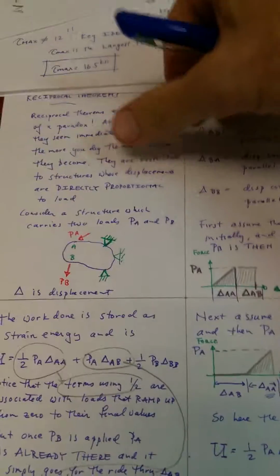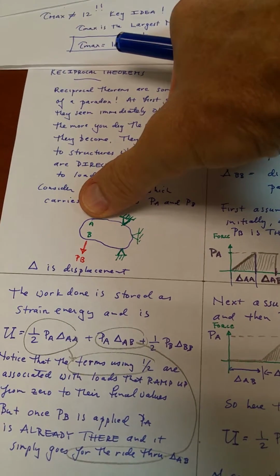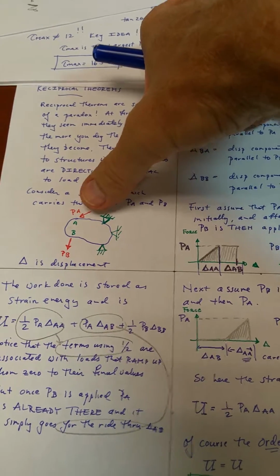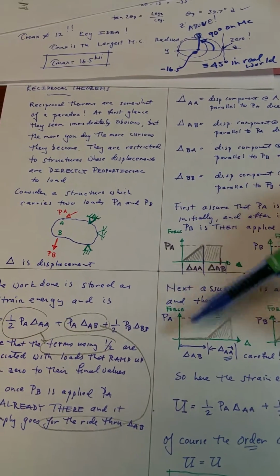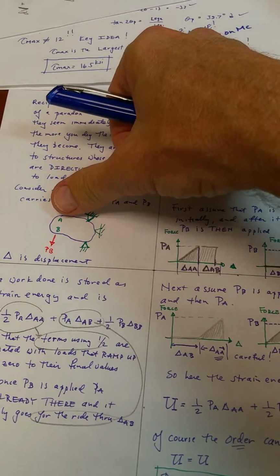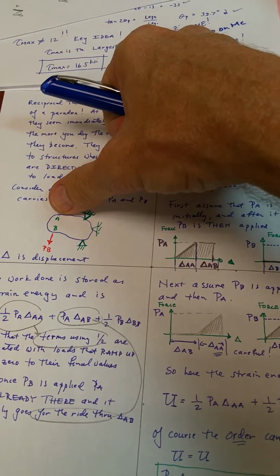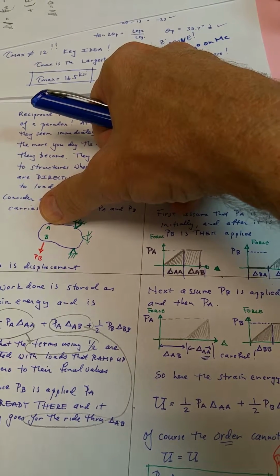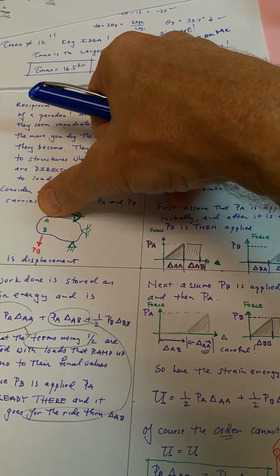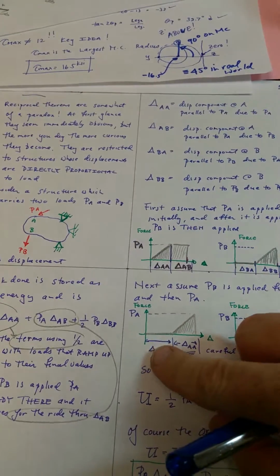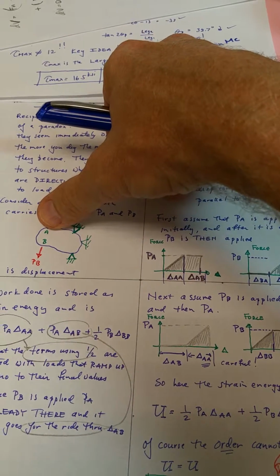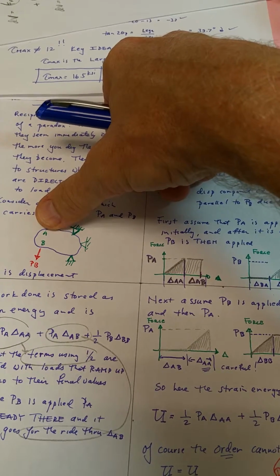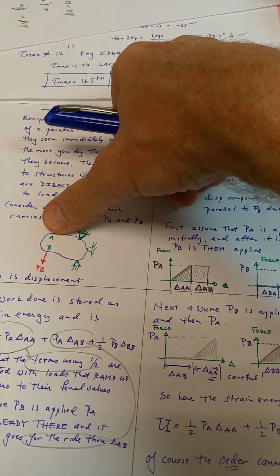Okay? Then next we're going to assume that PB is there first. And once PB is fully applied, then PA pops up. So how does that work? Well, we're going to start with PA to keep this in line. So while PB is loading up, there's nothing happening. So during that delta A due to B, there's no work done by PA. Let me repeat that. During the PB loading, the displacement at A is non-zero, but there's no work done here, because PA is not there.